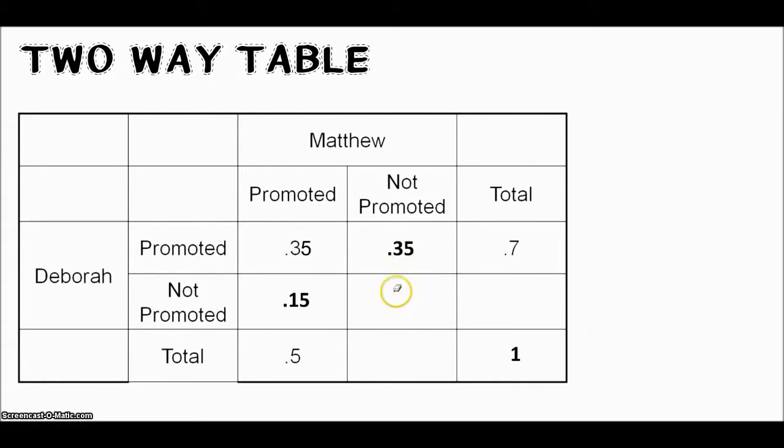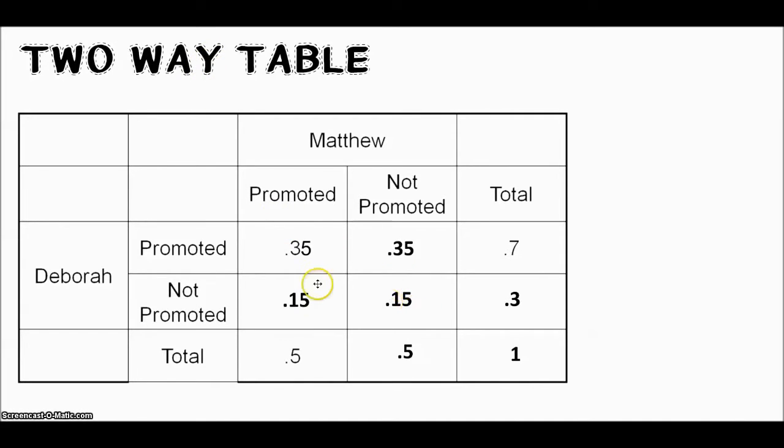Then for this right here, you're trying to figure out, okay, what do I add or subtract for this? What I notice here is that my sample space, the probabilities, must add to 1. So 1 minus 0.7 is 0.3, and 1 minus 0.5 is 0.5. So now following this information, I can say that 0.3 minus 0.15 is 0.15. You could have also said 0.5 minus 0.35 is 0.15. So this would fill in the two-way table. So the probability that neither one of them would get promoted is 0.15.